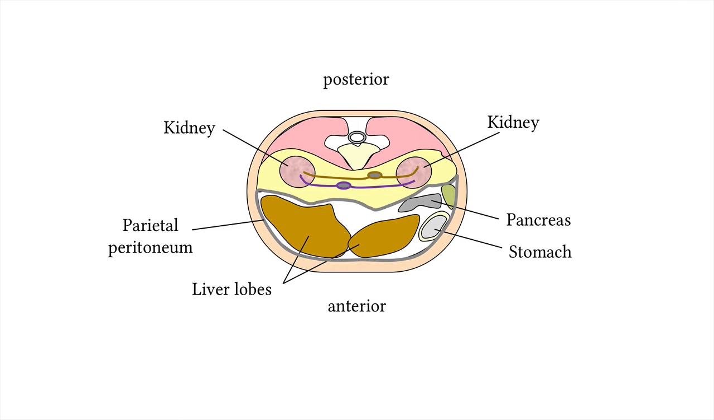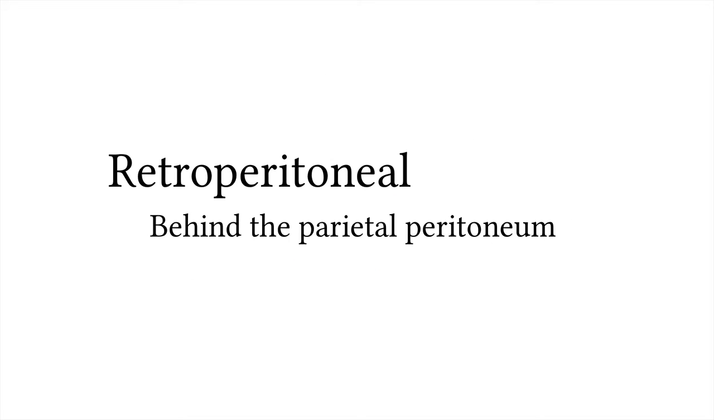Now, notice how the kidneys are not in this cavity. They are located posterior to it, so they are said to be retroperitoneal organs. Retroperitoneal means behind the parietal peritoneum.